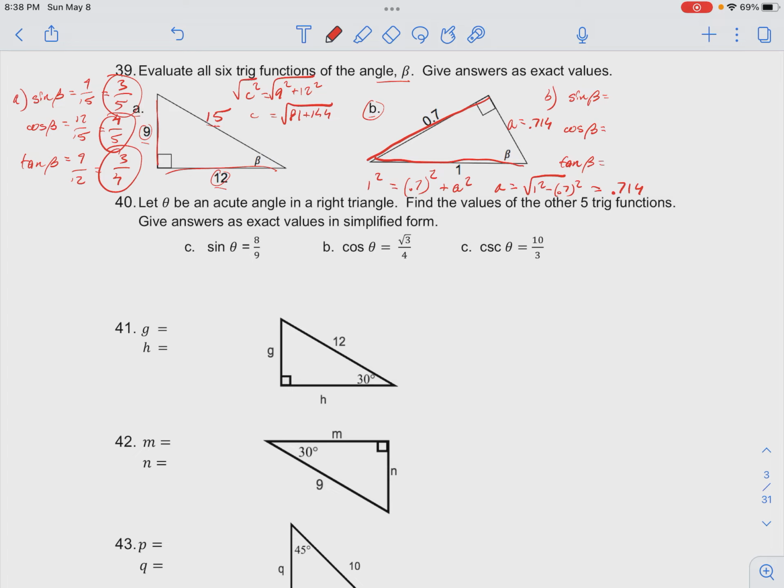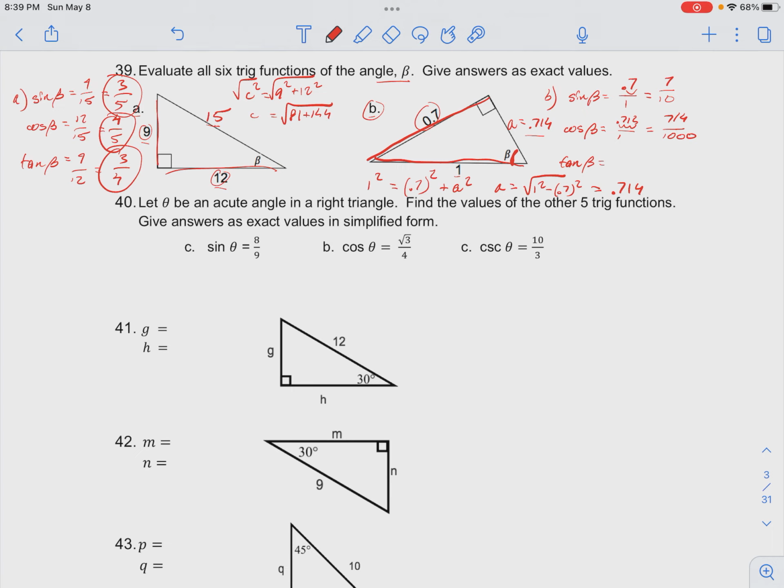So if we now know our value of a is 0.714, then we can find sine of beta. Sine of beta is going to be, looking at this angle here, our opposite side is 0.7, so that is 0.7 over 1. Multiplying by 10, we have 7 over 10. Cosine beta is going to be adjacent over hypotenuse, which is 0.714 over 1. Multiplying by 1,000, we have 714 over 1,000.